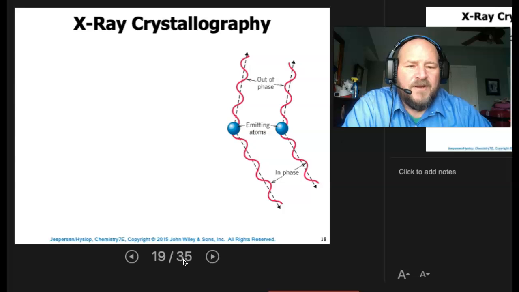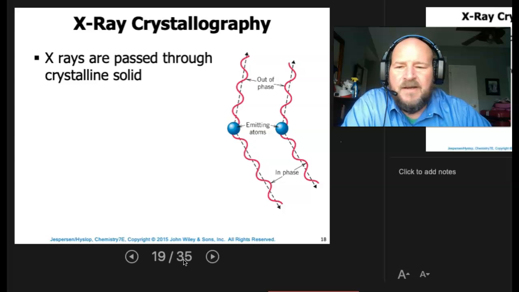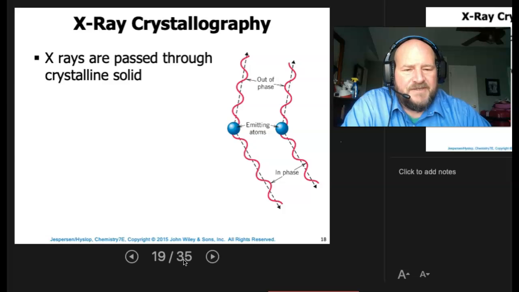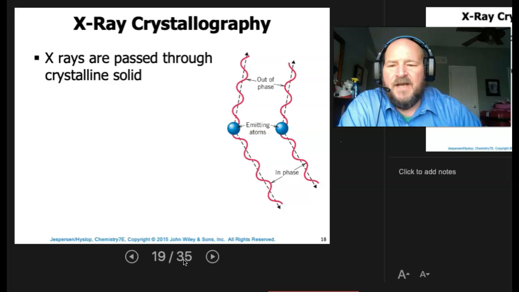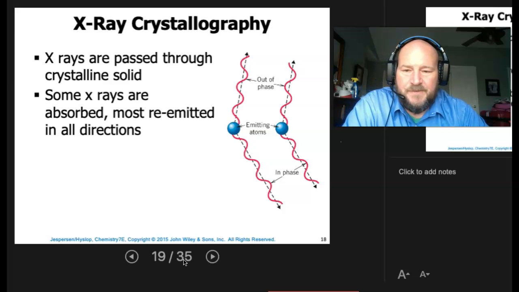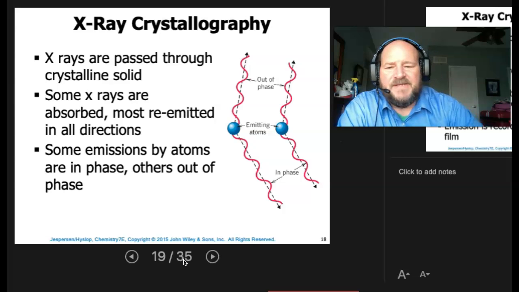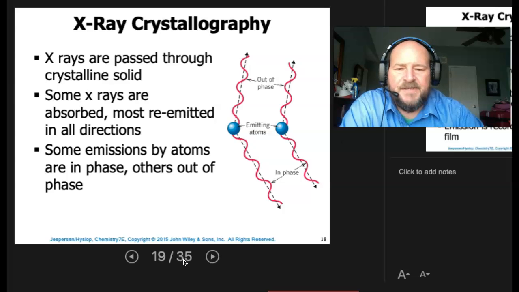Now, we can also use different methods to figure out what the solid looks like. X-ray crystallography has become very common. So X-rays are passed through a crystalline solid. So what you'll do is take your material, get it to crystallize, take a single crystal, put it on the diffractometer, then bombard it with X-rays, and then we'll take a look. Some of those X-rays will be absorbed, but most of them will be re-emitted in different directions. Based on those emissions, the atoms are either going to be in phase, others could be out of phase.